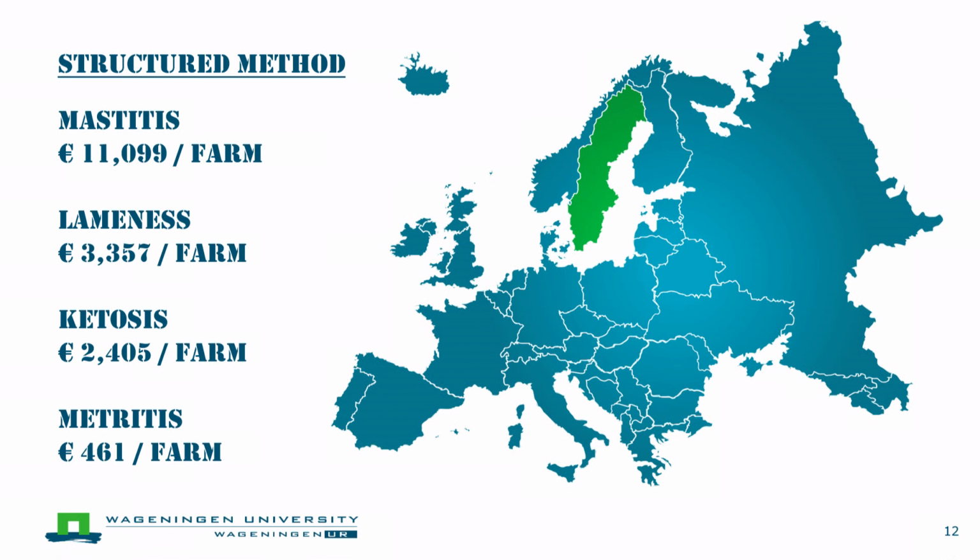And then also in Sweden, again, mastitis being the most costly disease, lameness a good second place, and then ketosis and metritis being a little bit lower. Okay, so now we know what we found in our structured method. How far off do you think farmers, veterinarians, and advisors were? So we're now going to talk about the overestimators. Overestimators, we define them as participants who overestimated the structured costs by more than 50%.